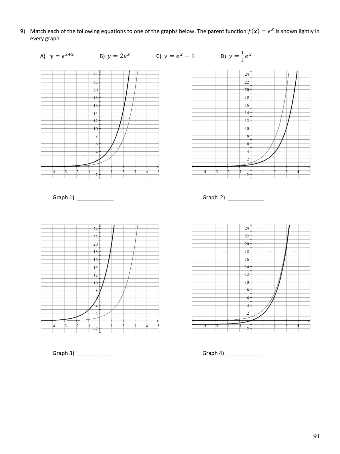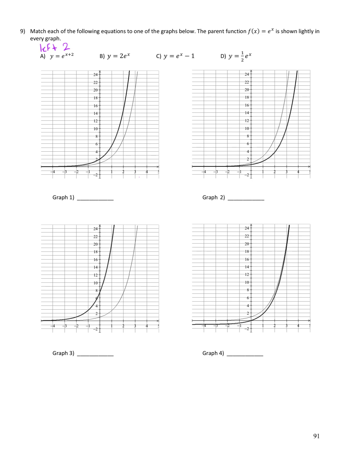Number 9, match each of the following equations with one of the graphs below. The parent function f of x equals e to the x is shown lightly in each graph. So the parent function is e to the x. We want to match it with one of these formulas. It might be helpful to jot down what each of these transformations represent before we start looking at the graphs. This first one has a plus 2 in the exponent with the x, so this is a horizontal shift left 2.